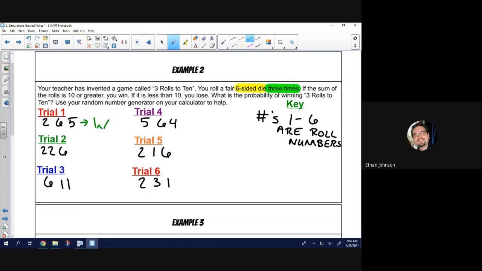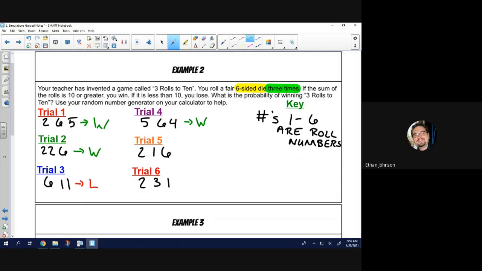In trial 2, a 2 plus a 2 plus a 6 gets us 10. And it says if the roll is 10 or greater, so we just barely won in trial 2. Trial 3, a 6 plus 1 plus a 1 gets us 8, so we took the L. Trial 4, well, 5 plus 6 plus 4 gets us 15, so that is a win.